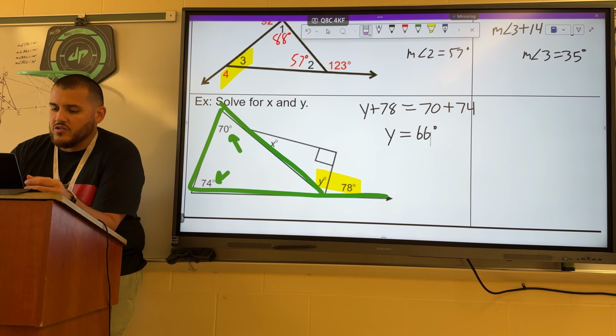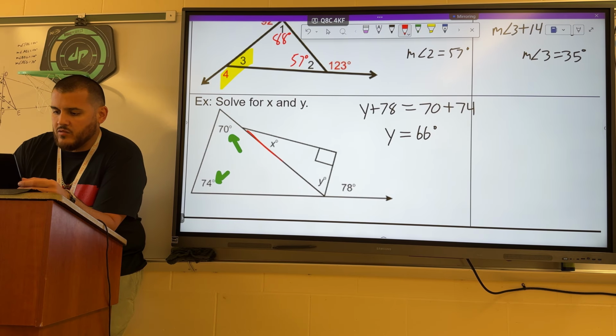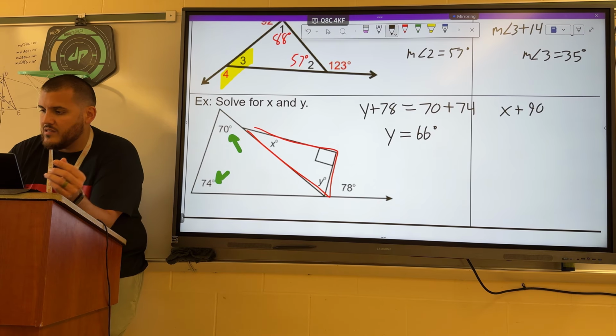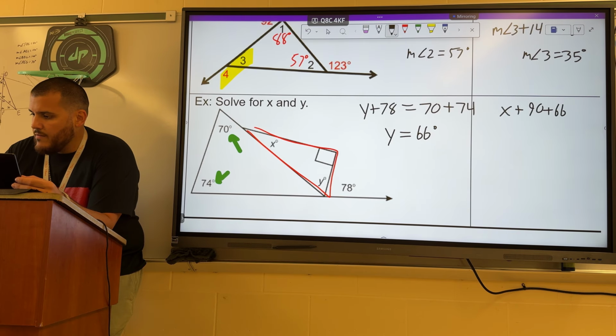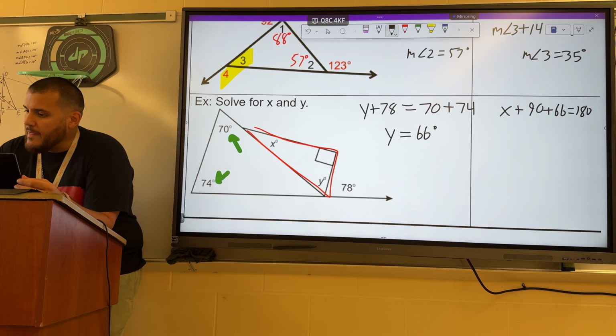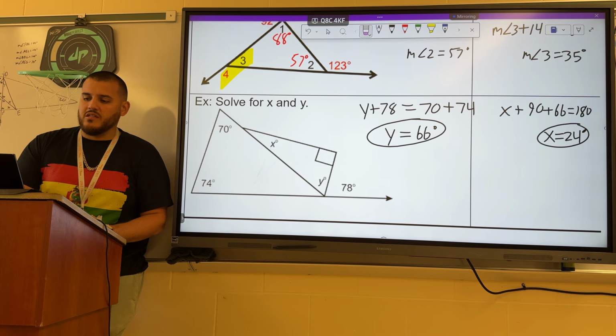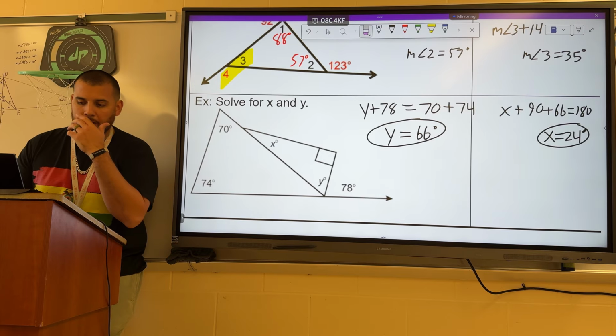And then we can use a triangle sum theorem in this right triangle to solve for x, knowing that x plus the 90 for the right angle plus the 66 that we found there for y will have to equal 180 degrees. And in doing so there, we would be able to find that x is 24 degrees in this example. Another way we could approach this is by finding that third angle in the triangle first.